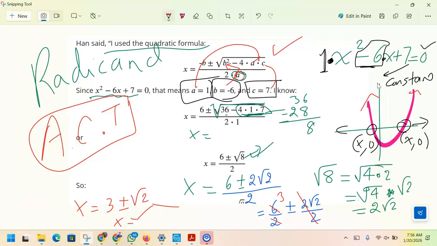So the two answers are one with the plus sign, and the other one is the minus.